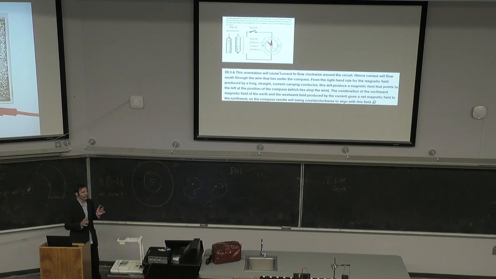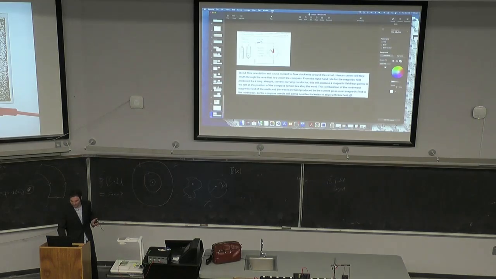There's actually a slight contribution from Earth's magnetic field, because the magnetic field caused by the circuit is not the only contributor for the compass. It still has the Earth's magnetic field influencing it as well. So it's the combined effect of those.